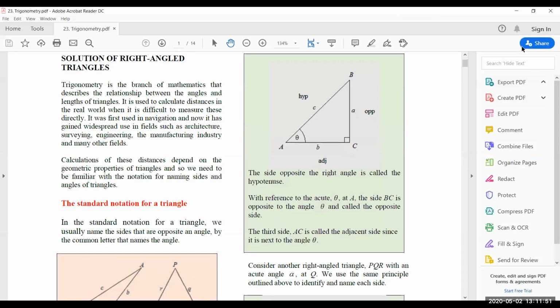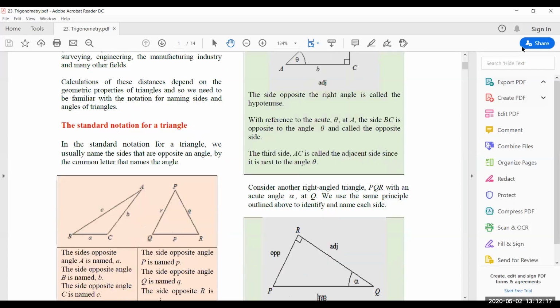Trigonometry is a branch of mathematics that describes the relationship between angles and lengths of triangles. It is used to calculate distances in the real world when it is difficult to measure these directly. It was first used in navigation, and now it has gained widespread use in fields such as architecture, surveying, engineering, the manufacturing industry, and many other fields. So let us look at the standard notation for triangles.